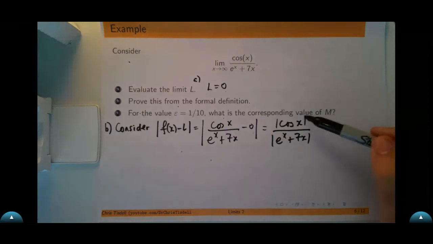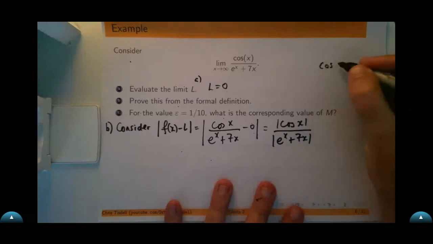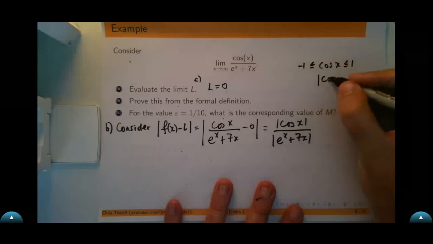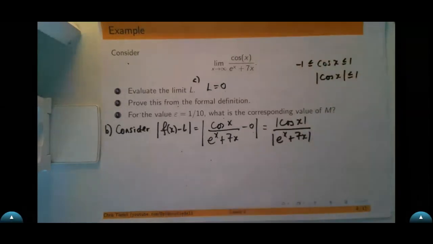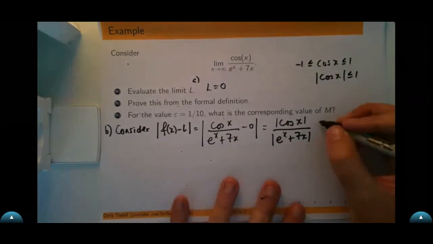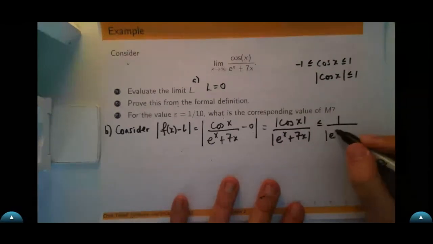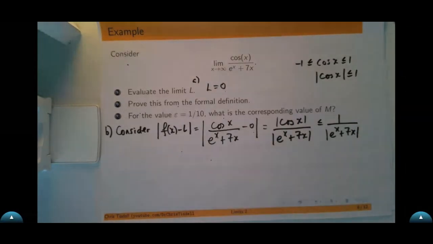Okay, so can we form an inequality on cosine x? And the answer is yes. We know that this is true. And so this is also true. Okay, this is true for all x. So one thing that you can do here is go, right, I can simplify this in the following way. All right, this is very, very common.